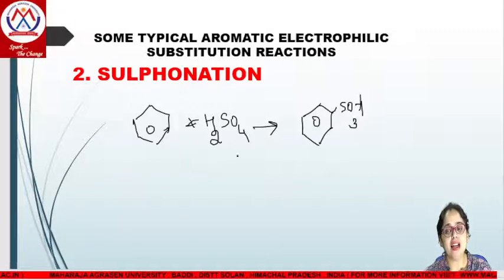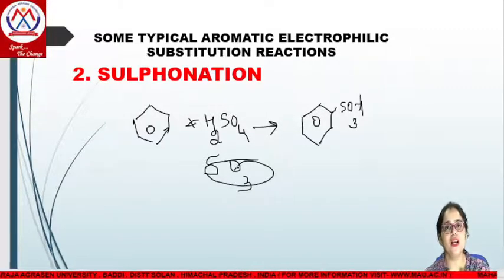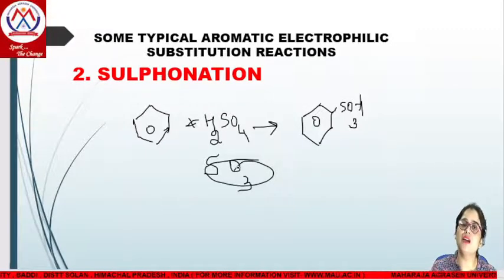The active electrophile which is working here and which undergoes the attack is SO3. This sulfur trioxide molecule is the active electrophile which is going to attack the benzene ring. And all these reactions which we are going to discuss now follow the same mechanism to substitute an electrophile, right? Okay.